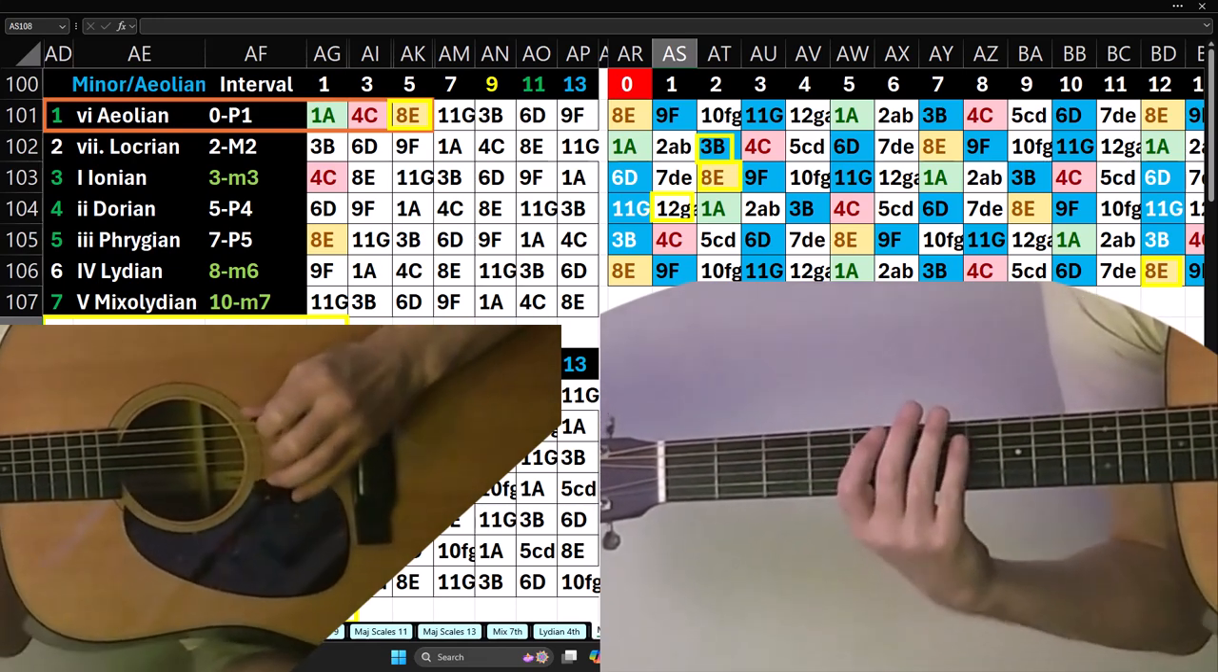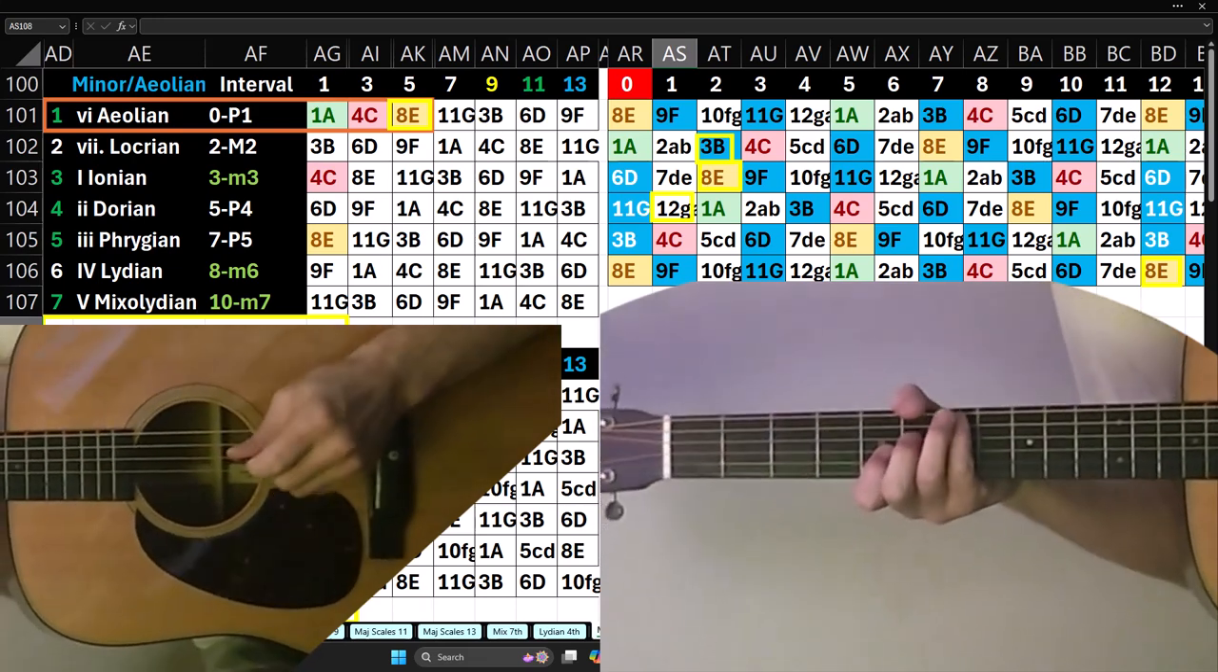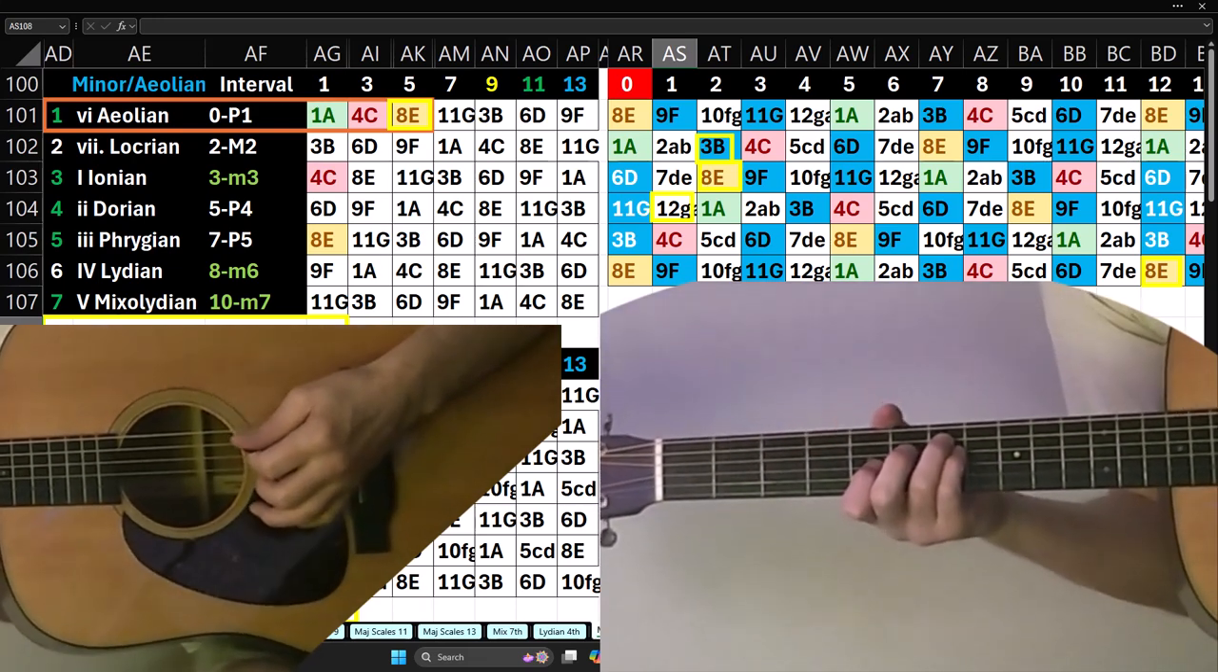Then I try to mix that in with my minor blues, because it's basically the same progression, so you can make it sound.